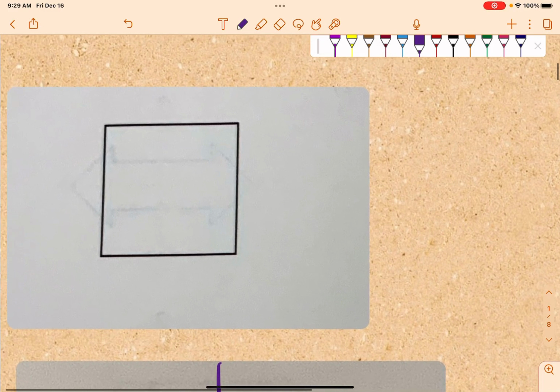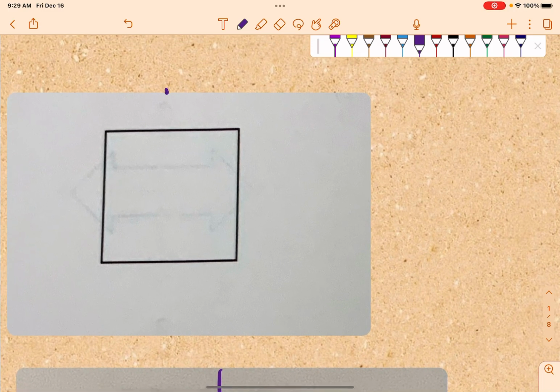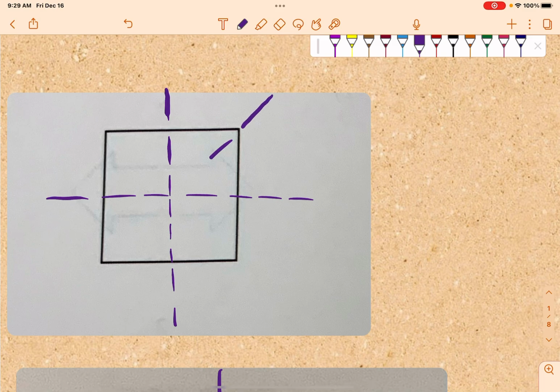Now if I look at the square, probably the most obvious ones would be a line of symmetry that would go through there and go through there. So those are two. Now I can also go corner to corner. So I could do this one, and this one. So there are four lines of symmetry in this one.